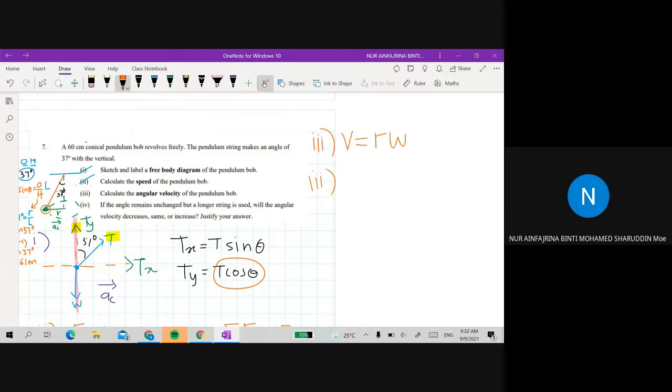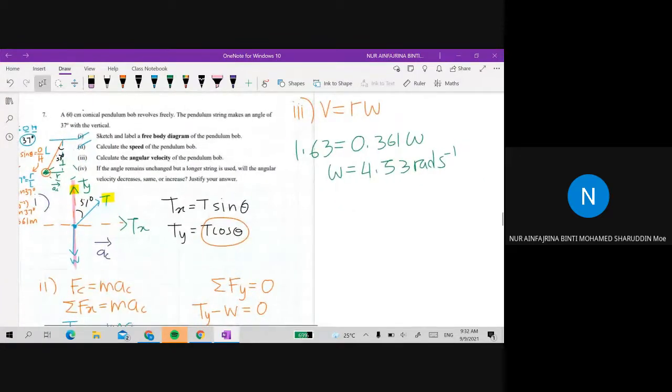So awak punya V berapa? 1.63. And radius kita dah cari 0.361, and omega. So omega awak akan dapat berapa? 4.53, radian per second. Okay, unit must be in radian per second. So this one is quite straightforward. We are done with question 3. Now let's look at question 4.